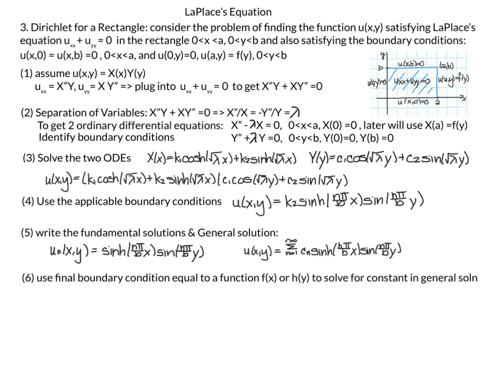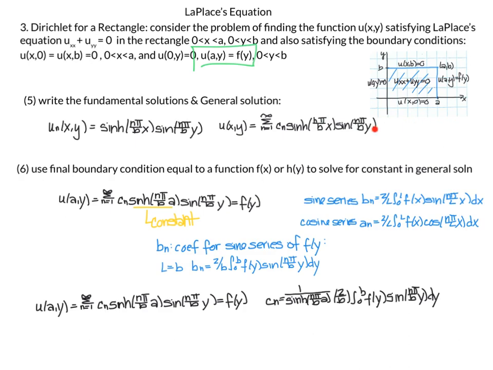For this, I'm going to need a little more room. Here I have my general solution, and to use the final boundary condition, the one where the boundary is equal to some function, that's u(a,y) = f(y). So when x is equal to a, we have this boundary condition equal to a function as opposed to equal to 0, which the other three conditions are. We're going to use this one equal to a function.